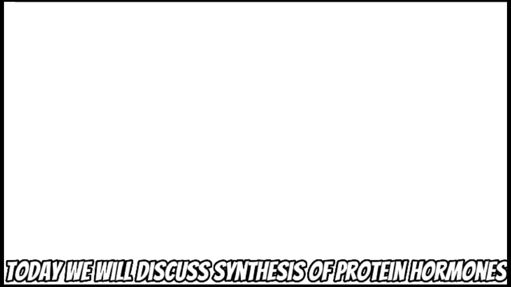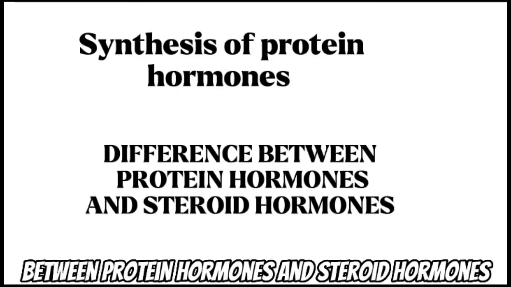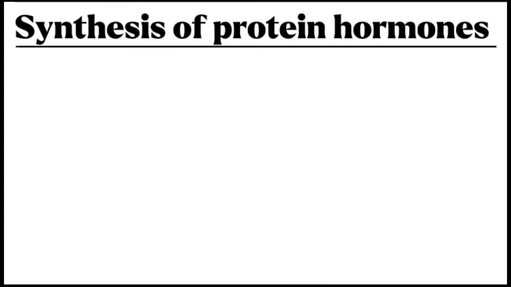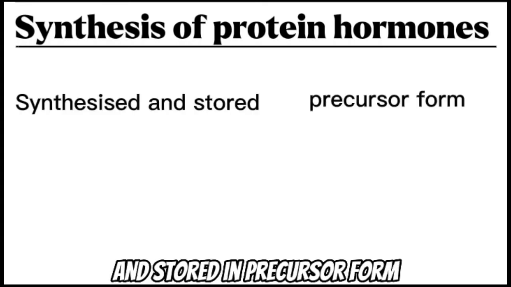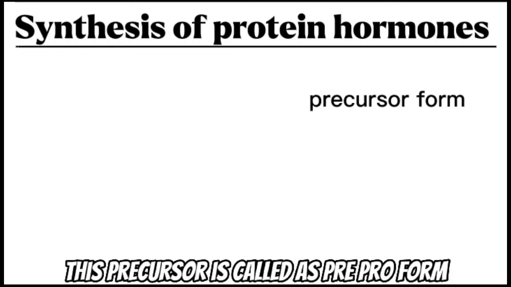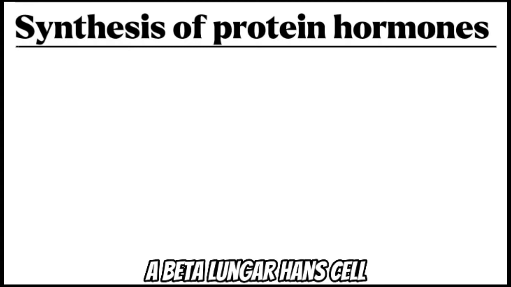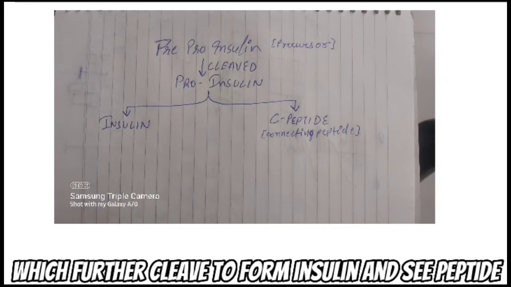Today we will discuss synthesis of protein hormones and difference between protein hormones and steroid hormones. First, let's discuss the synthesis of protein hormones. Protein hormones are synthesized and stored in precursor form. This precursor is called the pre-pro form. For example, in the beta cells of the islets of Langerhans, pre-proinsulin is cleaved to proinsulin, which is further cleaved to form insulin and C-peptide.